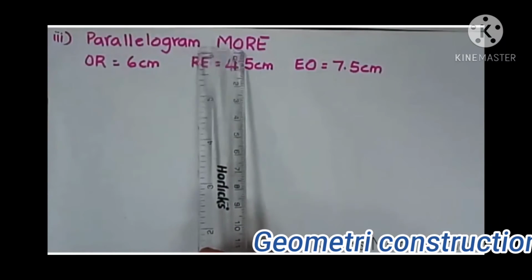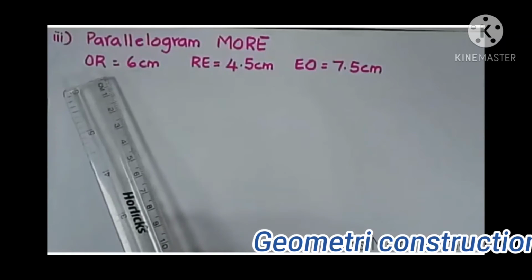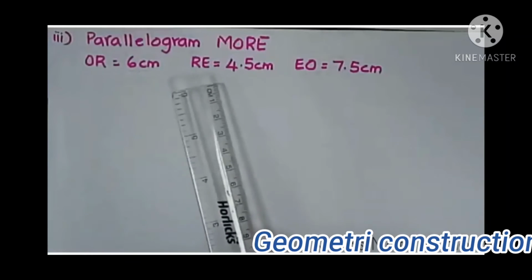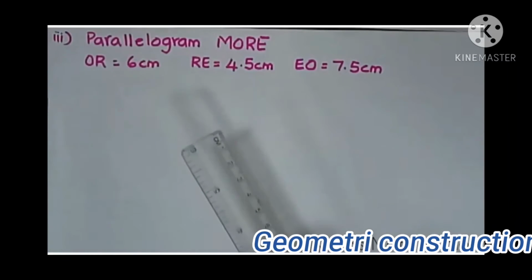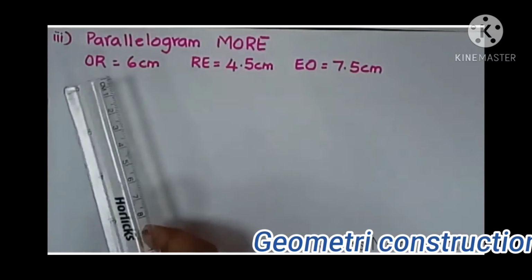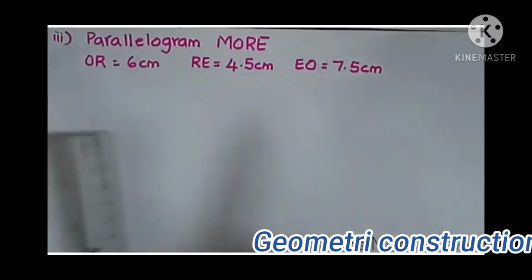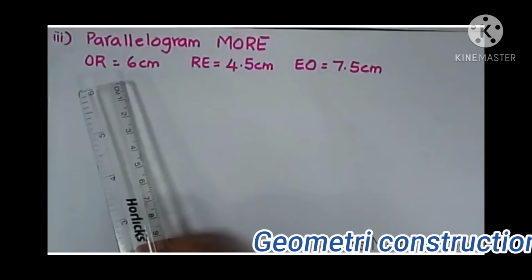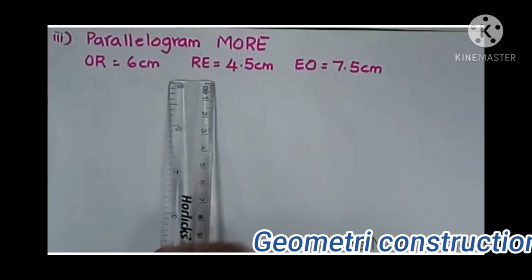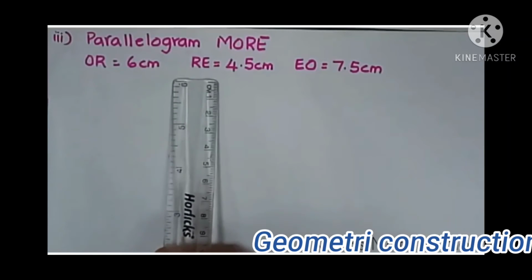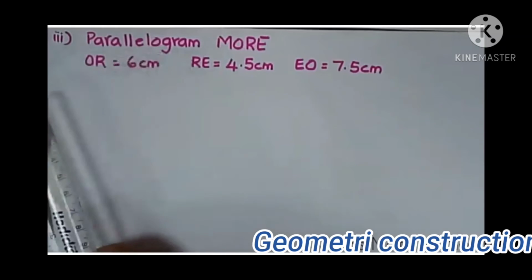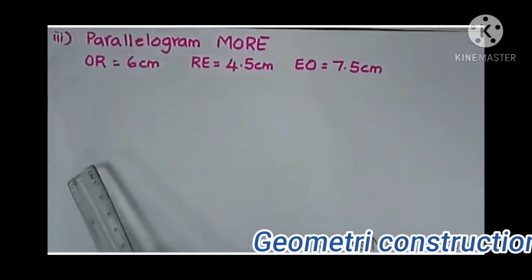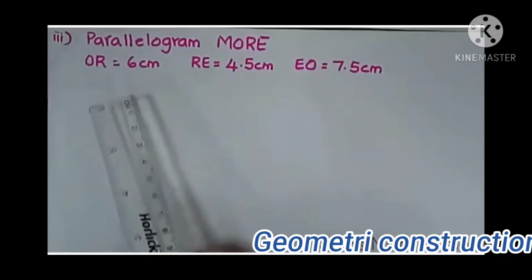Construct a parallelogram MORE, that is OR is equal to 6 cm, RE is equal to 4.5 cm and EO is equal to 7.5 cm. My dears, here they have given only 2 sides and a diagonal. Is it? And we know the property of parallelogram, that in a parallelogram opposite sides are equal and parallel. So we can construct the given parallelogram MORE easily. Now shall we start construction?